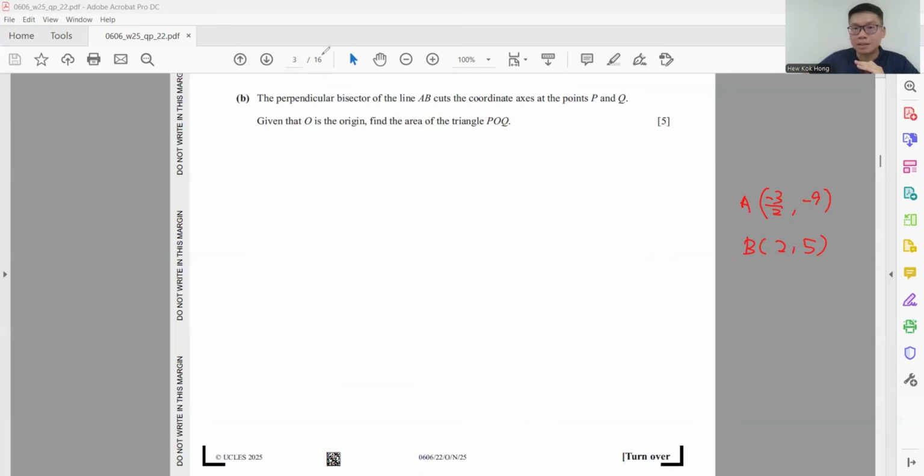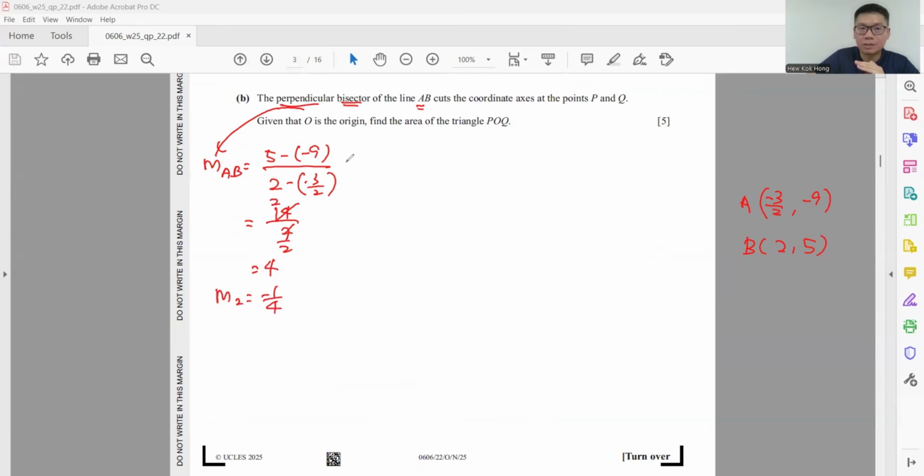Then part B, they say the perpendicular bisector of AB. Perpendicular, they give us info about the gradient. We can find the gradient of AB first: y minus y over x minus x. Then perpendicular means the negative reciprocal of it, so it will be this. And then we find the midpoint.